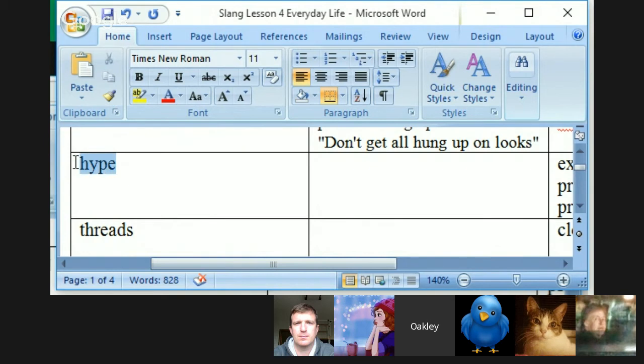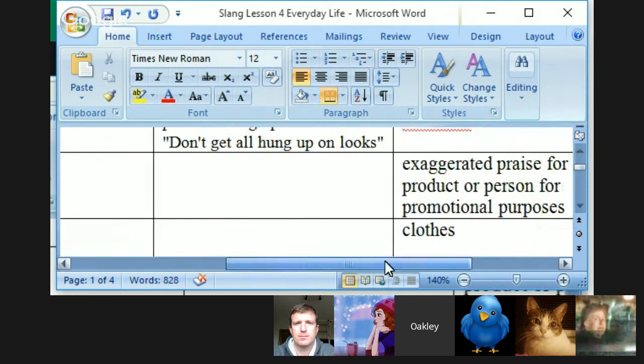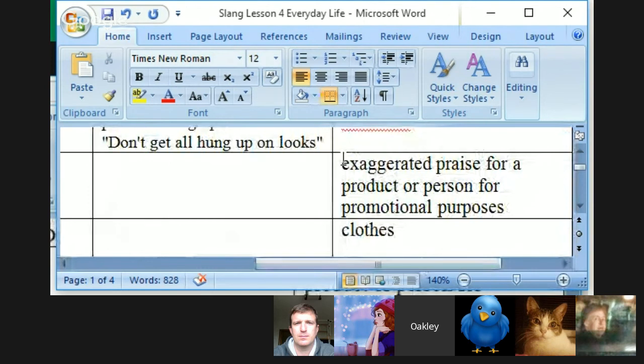Hype. Oh my goodness. Advertisements, yeah, largely. Exaggerated praise for a product or a person for promotional purposes. This is a very good definition right here.